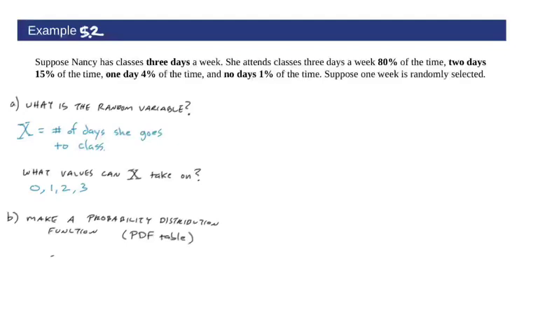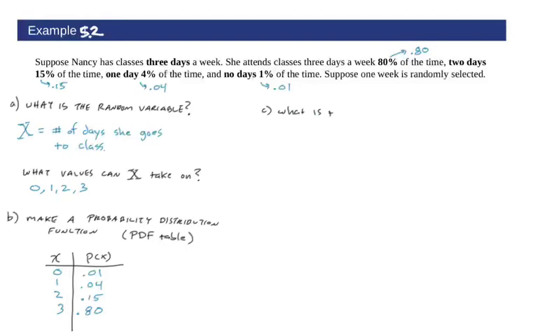And so for our PDF table, we want to go ahead and write down our x and then our p of x, the probabilities associated with it. So probability she goes 0 times is going to be 0.01. And this is coming from here, so no days. Probability she goes 1 day, it's going to be 0.04. And then 2 days is 0.15, and then 3 days is going to be 0.80. So all of those values are given there.